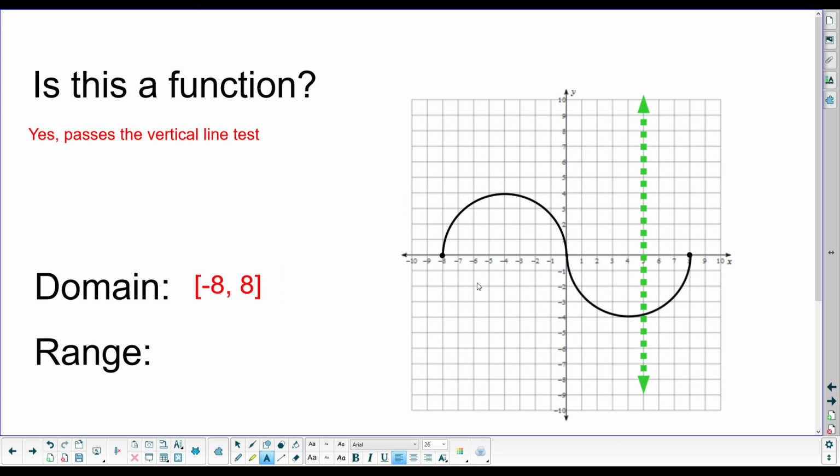So there's my domain. I'm going to look from left to right, at my x values, the values along the x-axis. And it goes from -8 to +8.